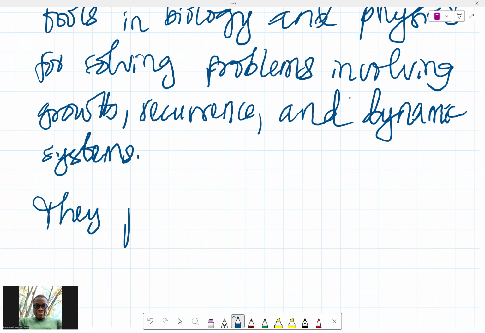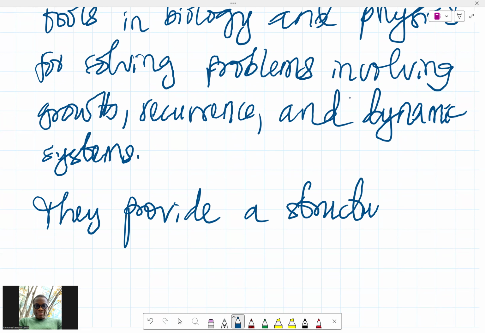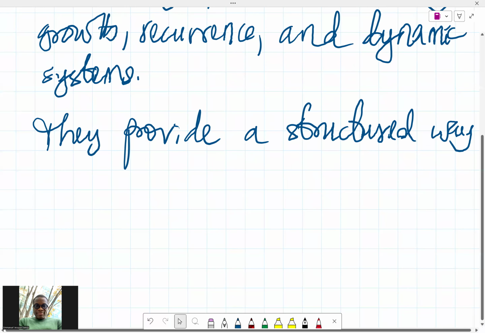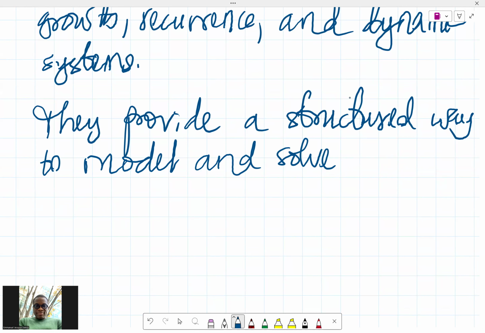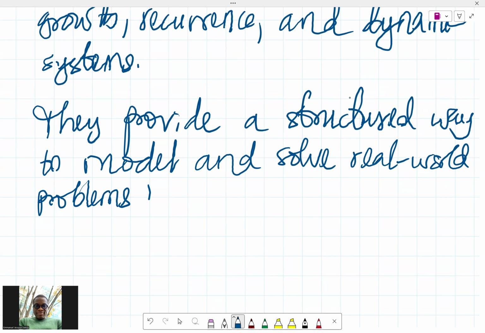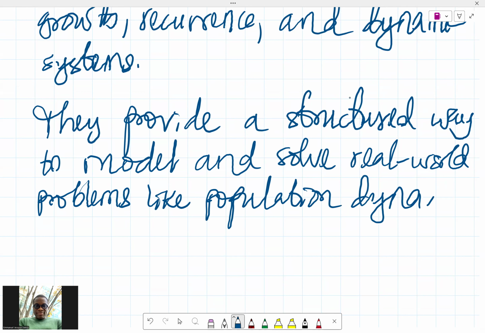So they provide a structured way to model and solve real-world problems like population dynamics and particle distribution.